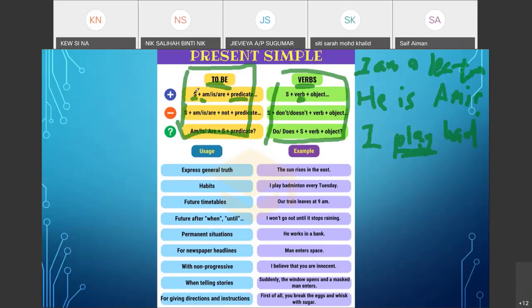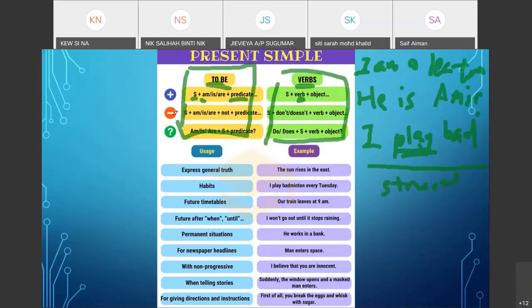This is how you need to write subject, am, is, or are with the predicate. If you want to use the verb, it is subject, verb, and object. For example, I is the subject, play is the verb, and the object is badminton. So I play badminton. So this is the structure, how to write the simple present tense.